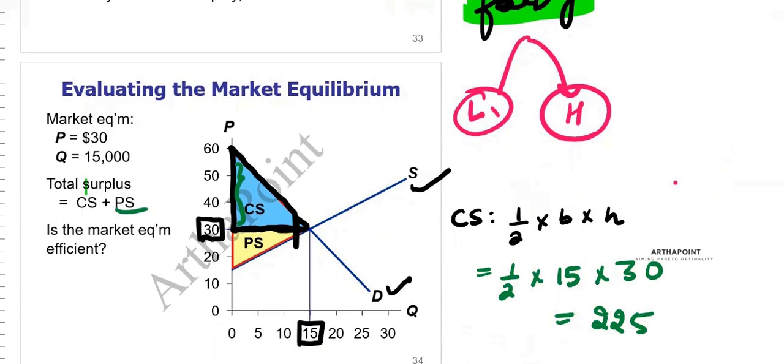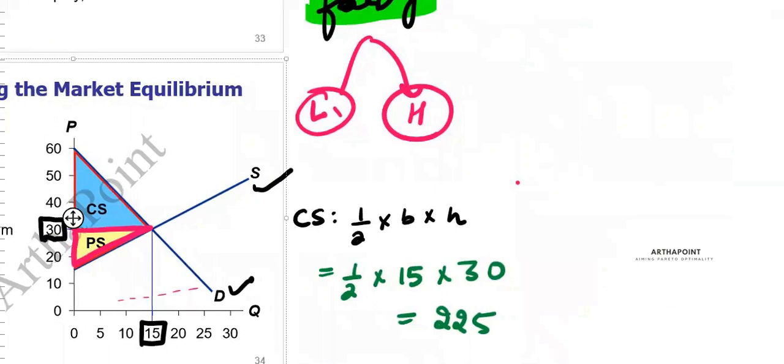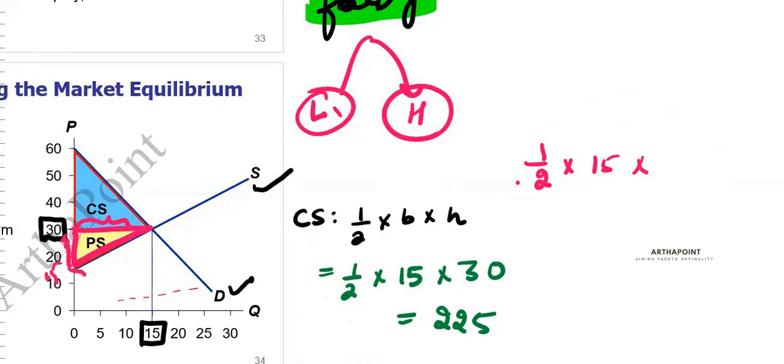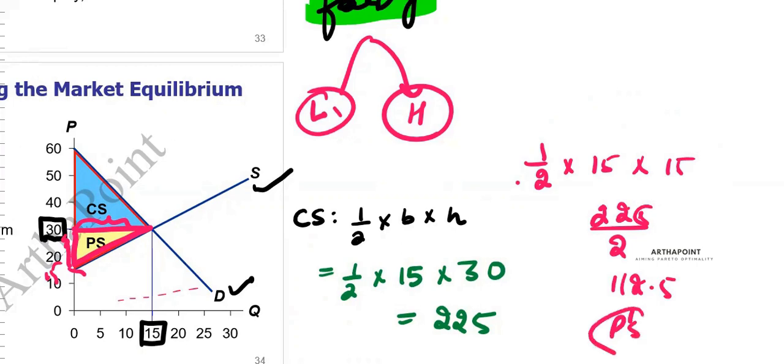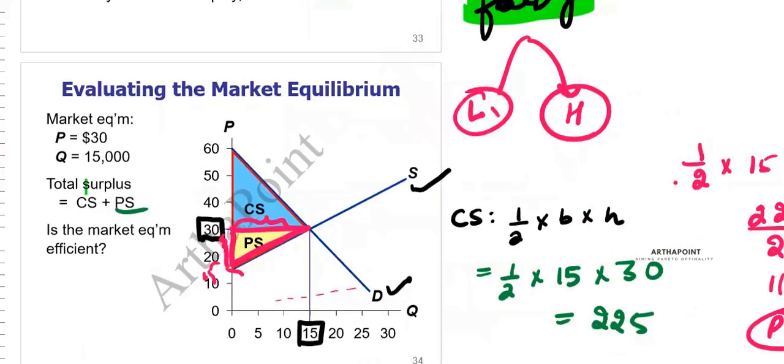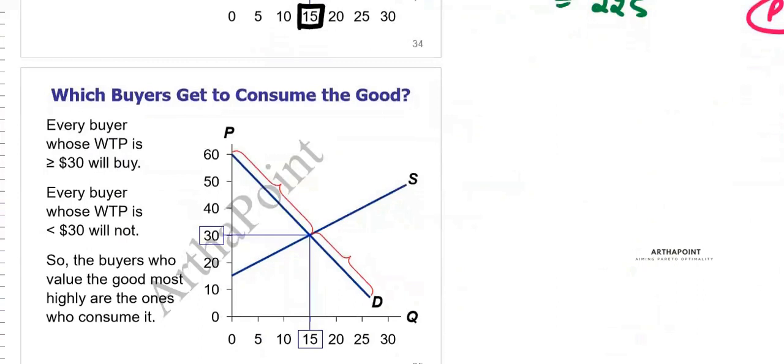What is producer surplus? Well, the producer surplus is the area below the price above the supply curve. So you find half into base into height again. Base will be the same, 15, and height will be, this is supposedly 15, so height will be 15. So this will be 225 by 2, 112.5. This will be your producer surplus. So you have been able to get both your consumer and producer surplus.